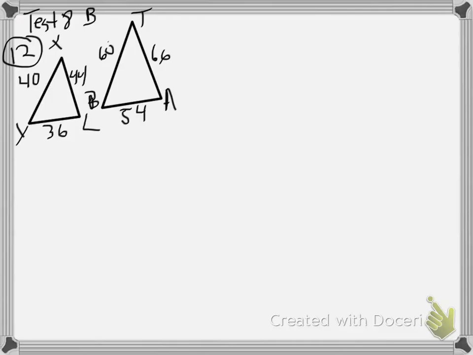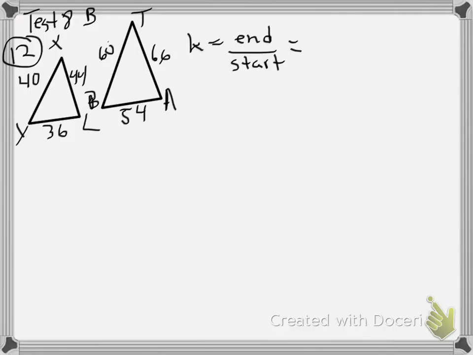And remember, scale factor is always the second triangle that you end with divided by the first triangle that you start with. So new over old. That means we'll have to match the smallest side to the smallest side, the medium side to the medium side, and the largest to the largest. And all the scale factors, no matter which way you do it, should be the same.